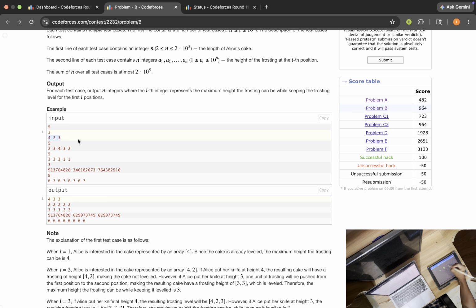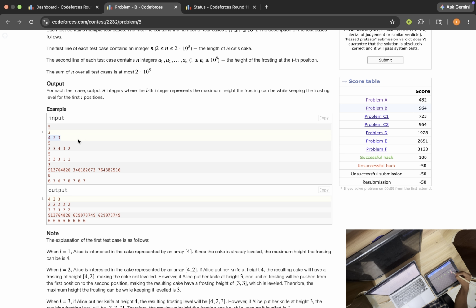4 to 3. First position is obvious, it will be fixed. Second position is going to be 3. Yeah, makes sense. So how do I do it optimally? That's the main question. 2 3 4 3 2.